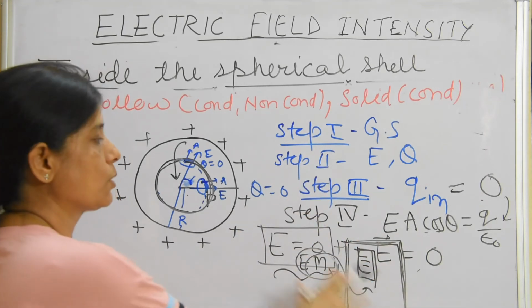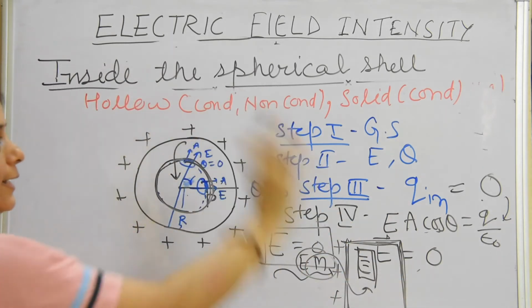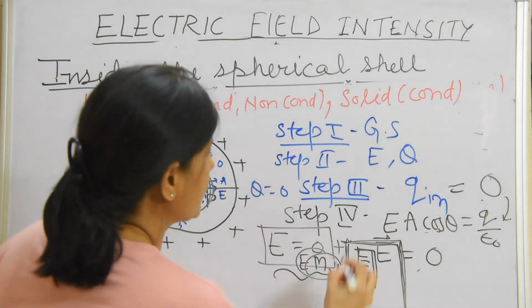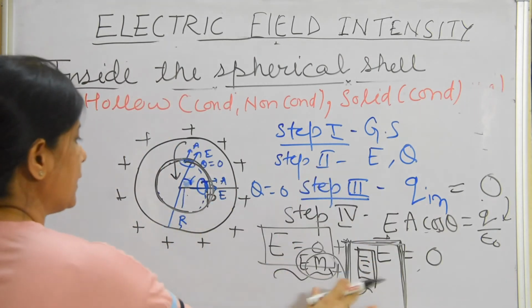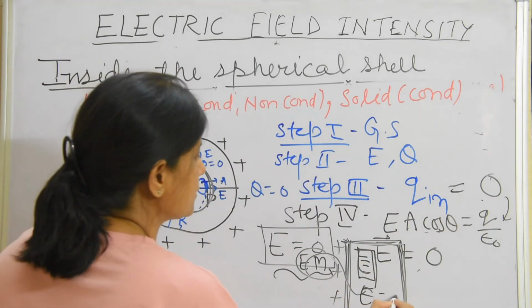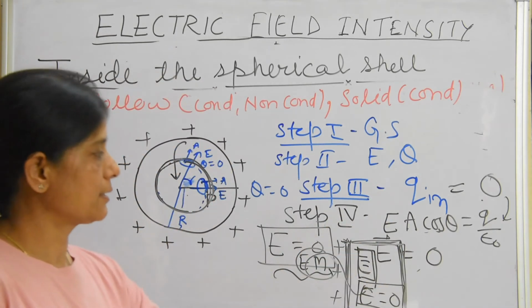So this is the case of electrostatic shielding. So if we have a hollow conducting or non-conducting sphere, or the solid conducting surface, electric field inside it is 0. There is no electric field inside the surface.